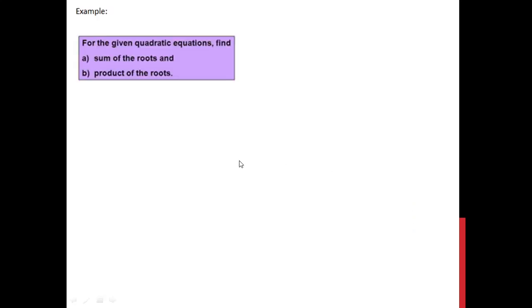Now let's have an example. Find the given quadratic equations with the sum of the roots and the product of the roots. So for example number 1, we have x squared plus 9x plus 5 equals to 0. First step, find the values of a, b, and c. In this case, a is equal to 1, b is equal to 9, c is equal to 5.